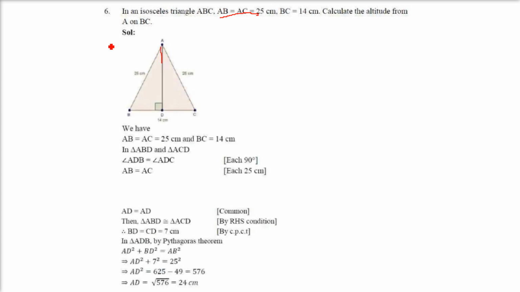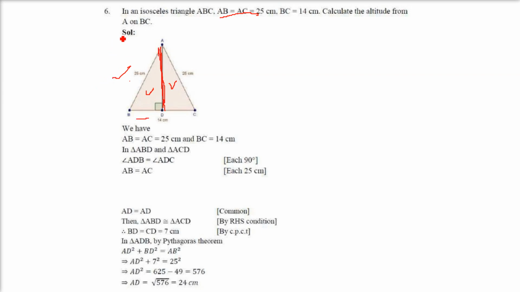Next is, in an isosceles triangle ABC, two sides which are equal are given as 25 meter. BC is 14 meter. Find the altitude from A on BC. So we have to find this. What we'll try to do here is prove these two triangles congruent, not similar, congruent. When they are congruent, then we can apply the Pythagoras theorem. So this is 25, this is not known, and if this is known, then we can find this altitude.